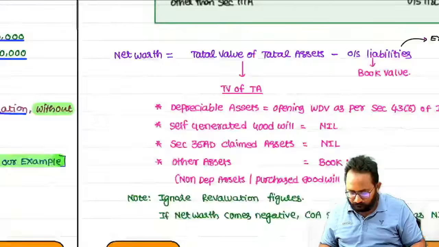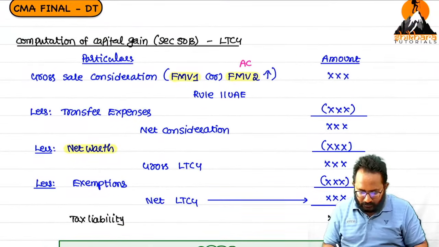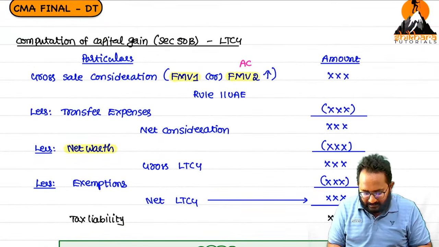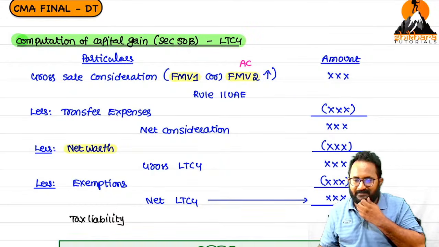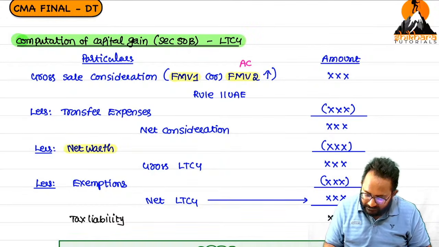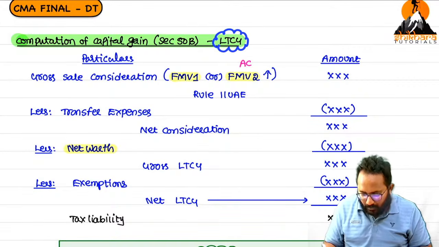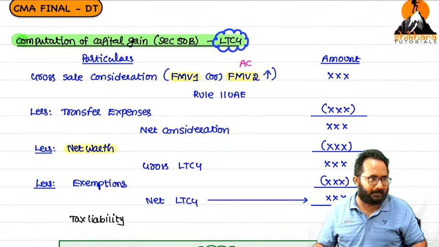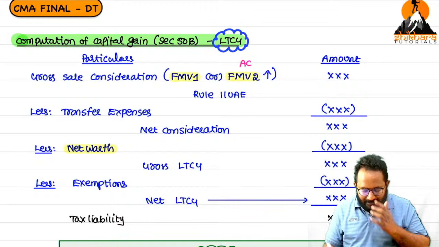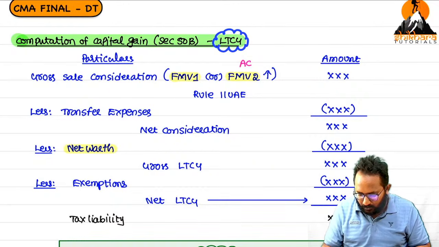Next, we decided to calculate the capital gain under section 50B. I have given it here as long term. What is the reason? In our example, we have to calculate the long term capital gain, right? Particulars and basic format, you know already.